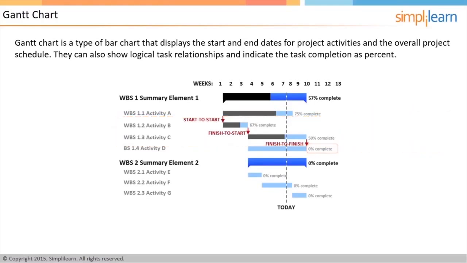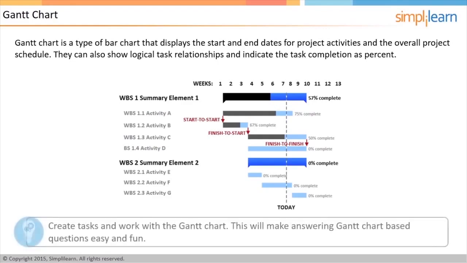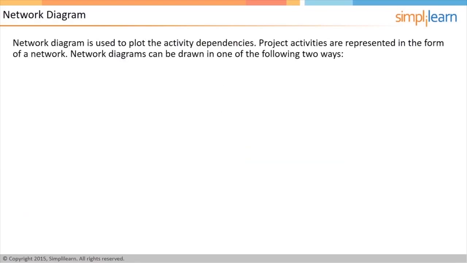The chart gives you an idea about when specific activities are planned to finish and when the overall WBS element will get delivered. Create tasks and work with the Gantt chart. This will make answering Gantt chart-based questions easy and fun. In the next screen, let us understand the relationships that exist among project activities. Network diagram is extensively used in the project time management knowledge area to plot the activity dependencies. This is a graphical representation of the project activities in the form of a network.